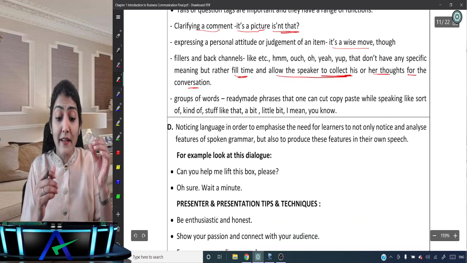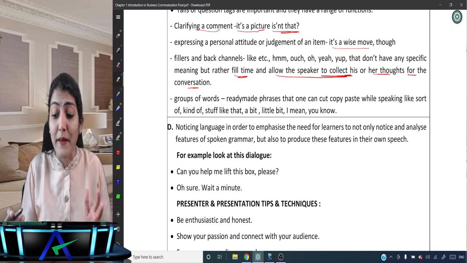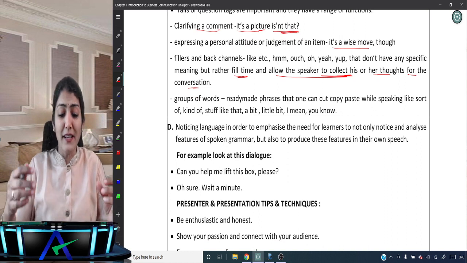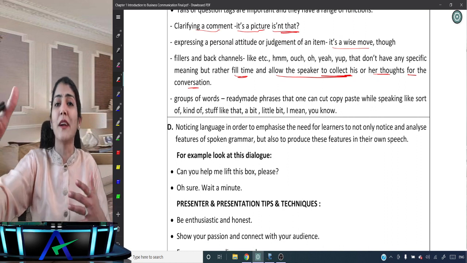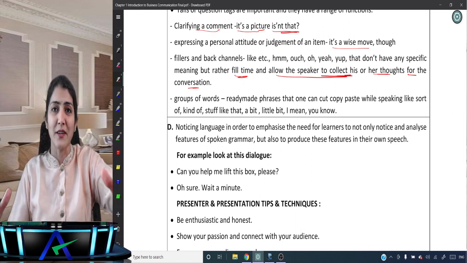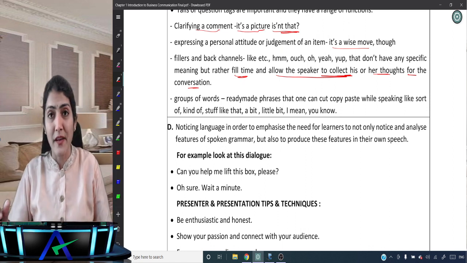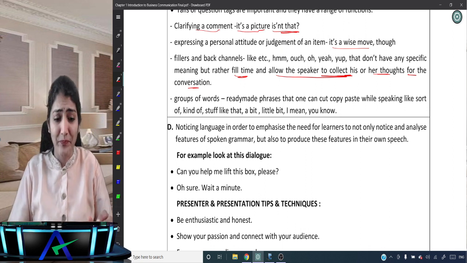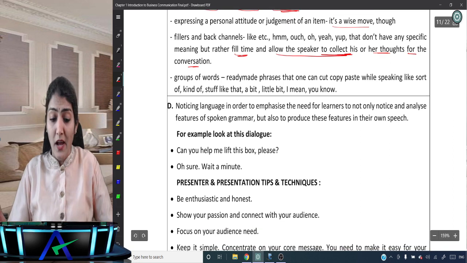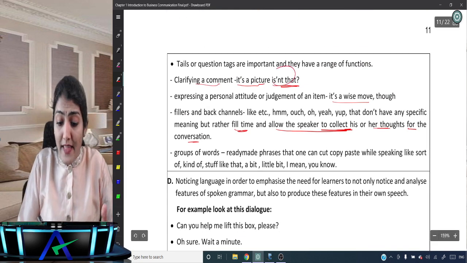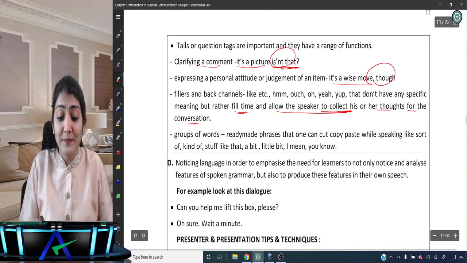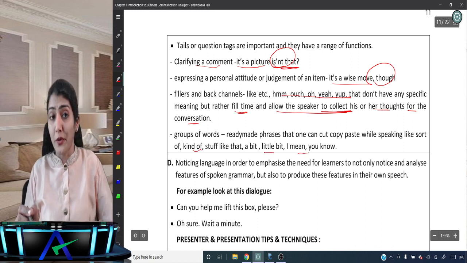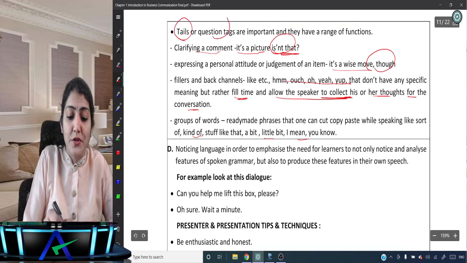Right, groups of words and ready-made phrases that one can cut, copy, paste while speaking, like sort of, kind of, stuff like that, a bit, a little bit. I mean, you know what I'm trying to say. That's what I mean to say. I think you understand, that type. I mean that whether it is a good idea. So that's what I meant. I mean. So these are also like a group of words. Okay, so confirming, it's a picture, isn't it? Or it's a wise move though, or ouch, oh yeah, yup, or kind of, or a little bit, or I mean, these could be tails or question tags which could be used.